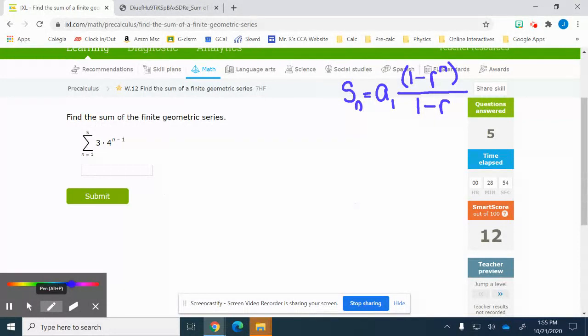All right, here we go. All right, so let's get a different color here. How about that color right there? All right, so we've got to find what's our n.